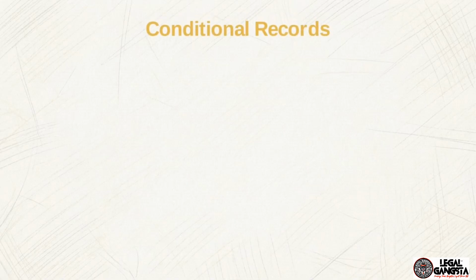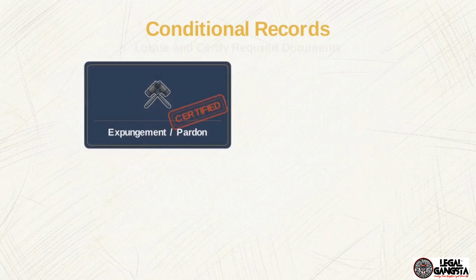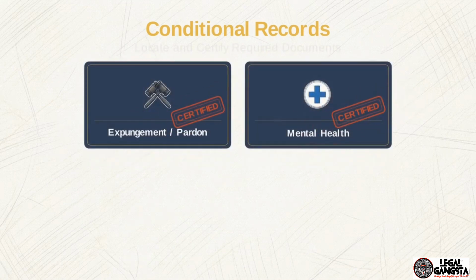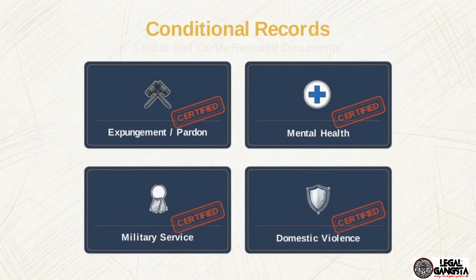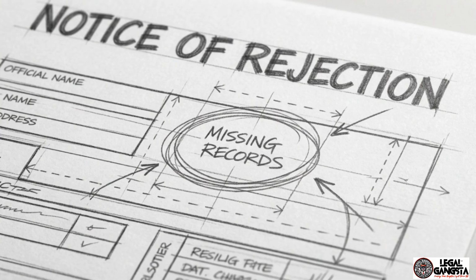Depending on your background, this conditional checklist requires you to locate and certify any prior expungement or pardon paperwork, mental health records, military records, and domestic violence case records. Failing to self-identify and include a relevant conditional record is the most common trap for applicants. It immediately flags your file as deceptive or incomplete.